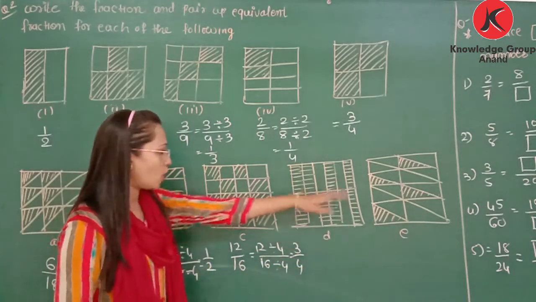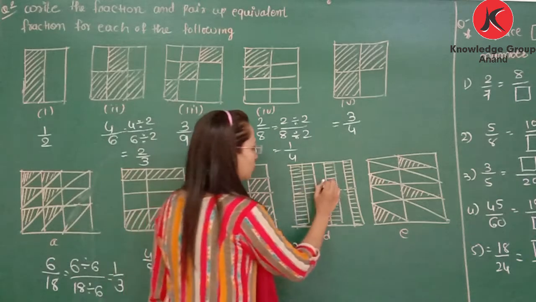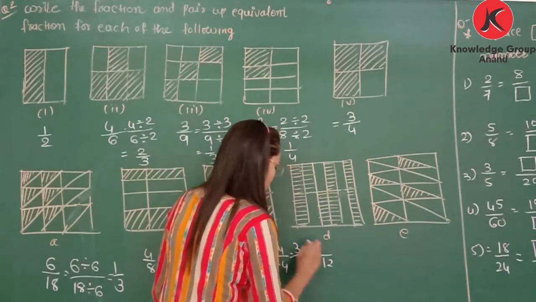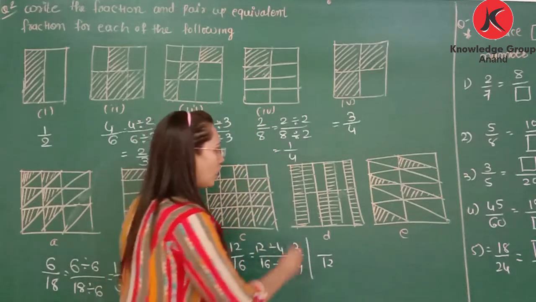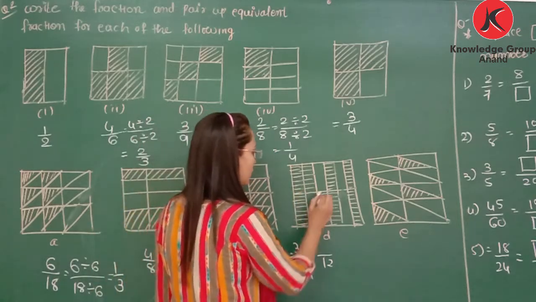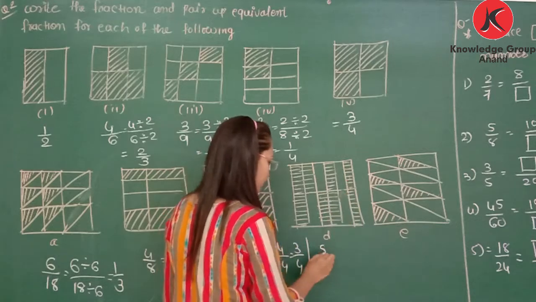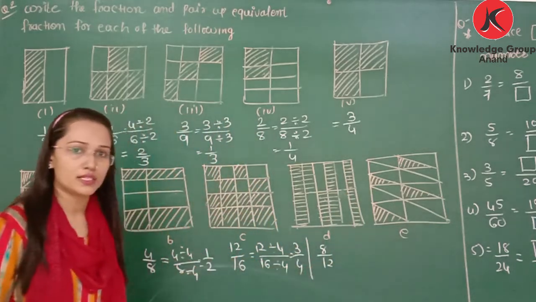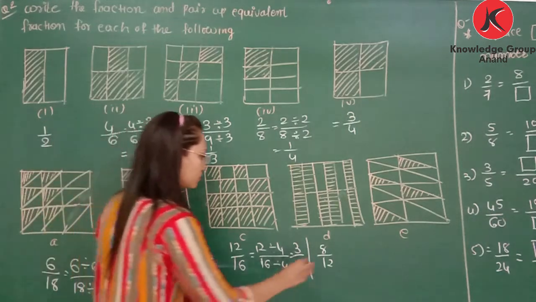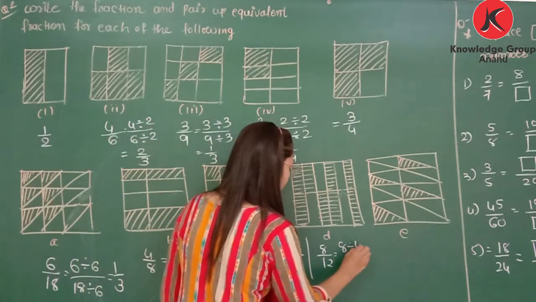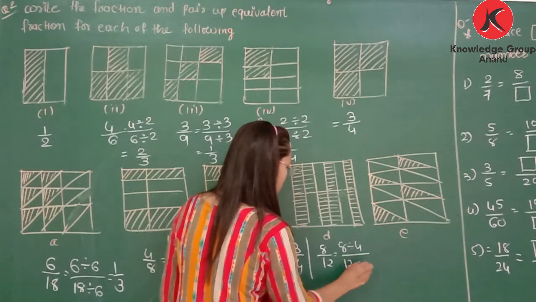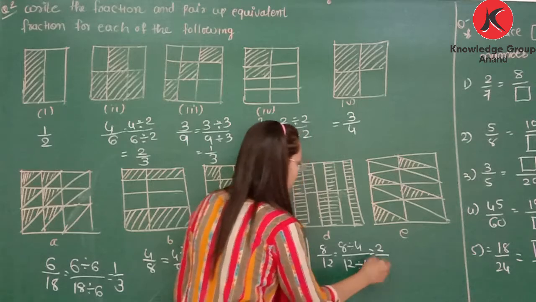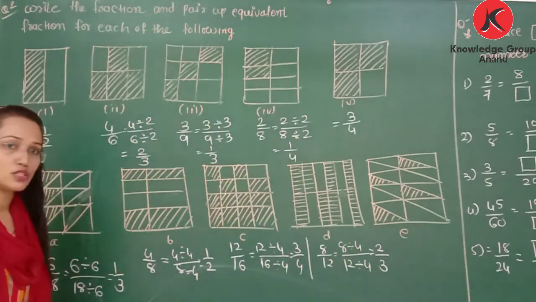Now next one, how many total parts? Here 1, 2, 3, 4, 5, 6, 7, 8, 9, 10, 11, 12. So it is 12. Now, how many parts are shaded? 1, 2, 3, 4, 5, 6, 7, 8. Now, by which number are both 8 and 12 divisible? By 4. 8 is divided by 4 and 12 is also divided by 4. If we divide 8 by 4, we get 2 and 12 divided by 4 is 3. So, it is 2 by 3.